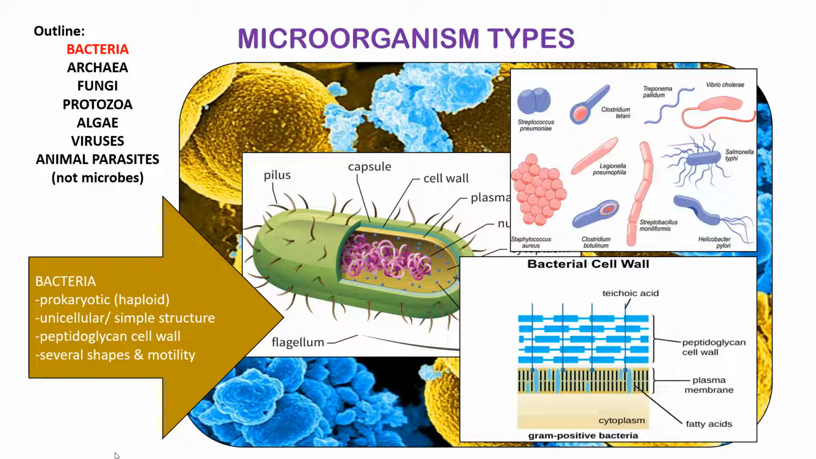In terms of nutritional types, they're also varied. They divide via binary fission. It's a form of asexual reproduction. Again, guys, I'm only providing a bird's eye view here in this presentation because we will discuss these microbes in detail soon.